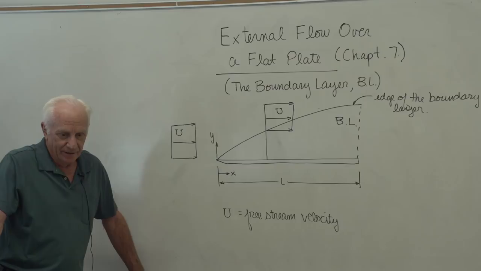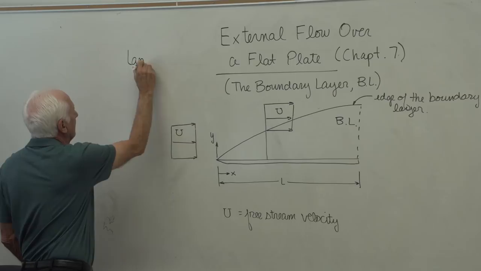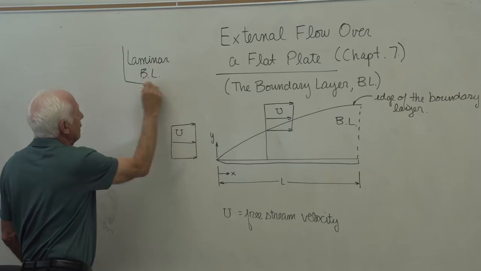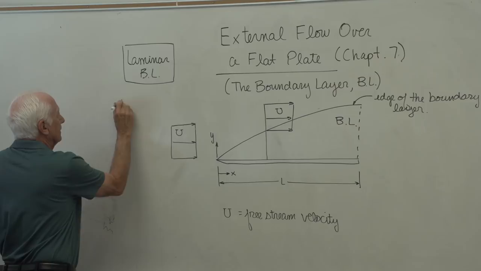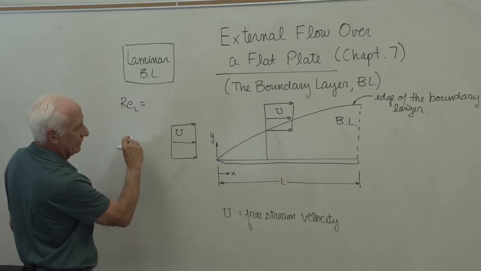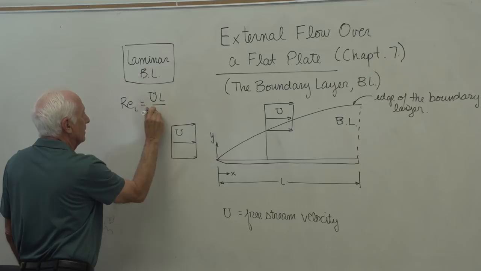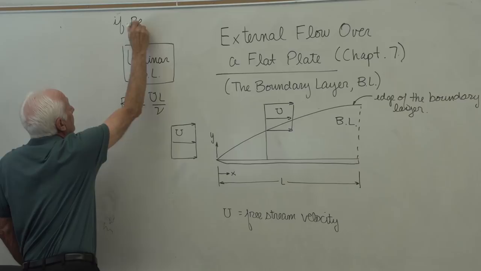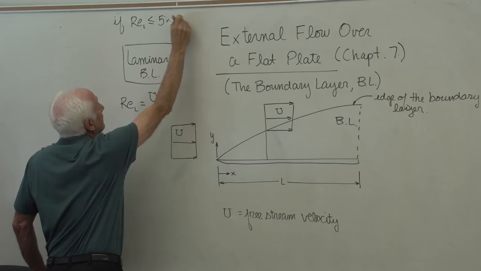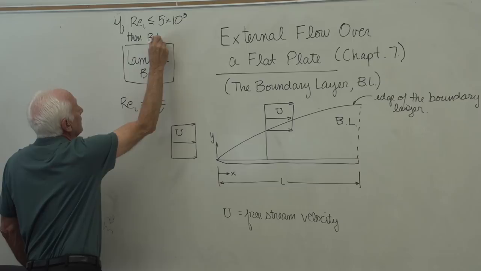We're going to be initially concerned only with a laminar boundary layer. The laminar boundary layer is defined by the Reynolds number. The Reynolds number L is equal to capital U times L over nu. Or in terms of x, it'd be Ux over nu. So laminar boundary layer, if the Reynolds number based on L is less than or equal to 500,000, then the boundary layer is laminar.